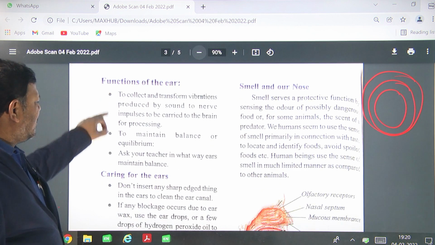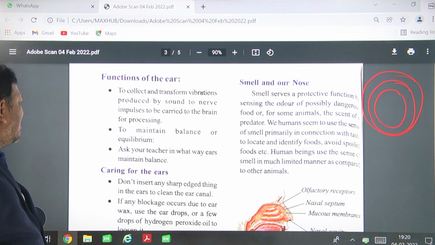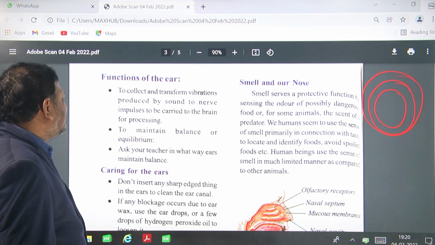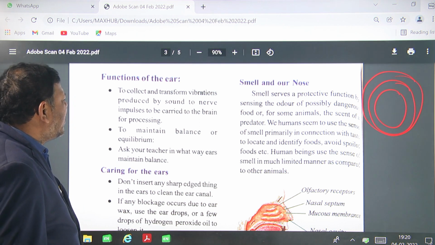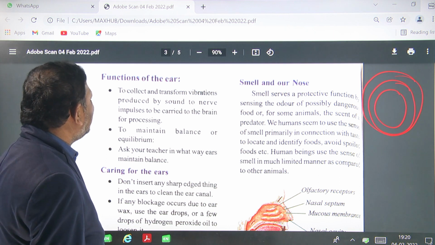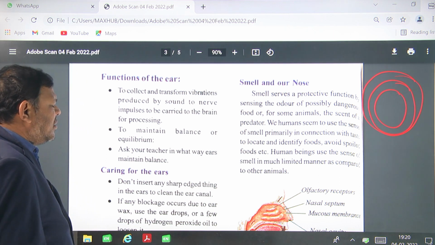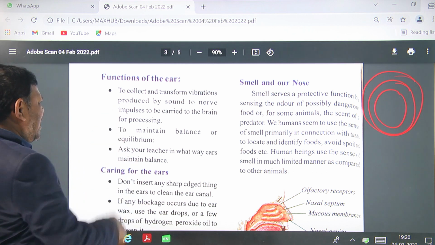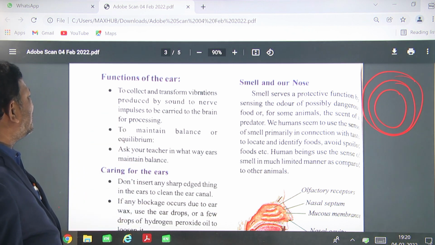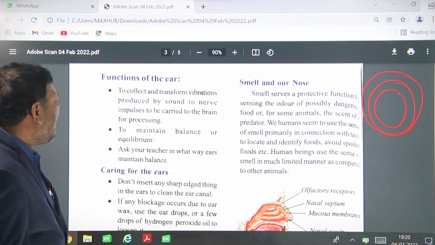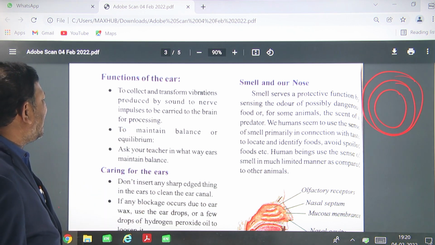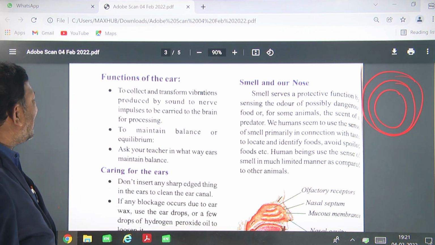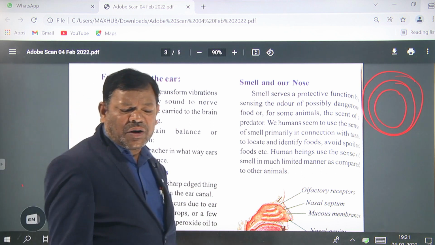Next, functions of the ear. What are the functions? The first is to collect and transform the vibration produced by the sound into nerve impulses to be carried to the brain for processing. That is the main important part of the ear. The second one is to maintain balance, or the equilibrium of the body.